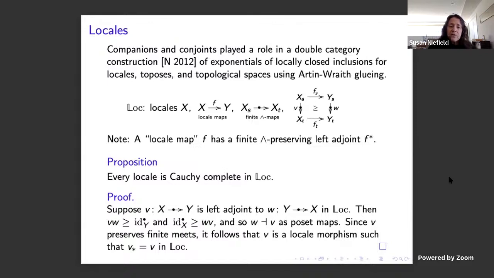But since V preserves finite meets, and has a left adjoint, it follows that V is a locale morphism, such that V lower star is V. Okay.